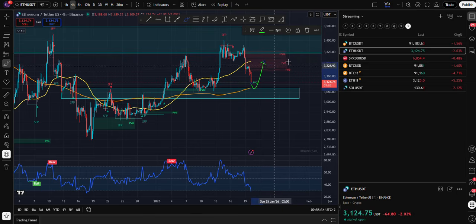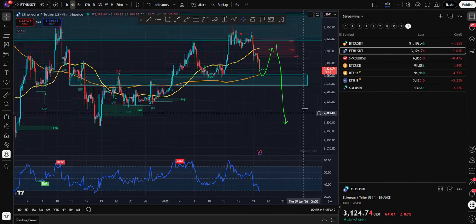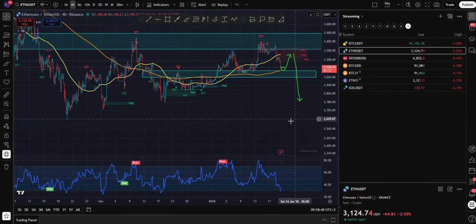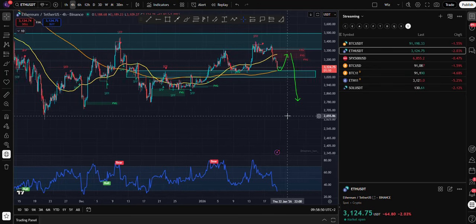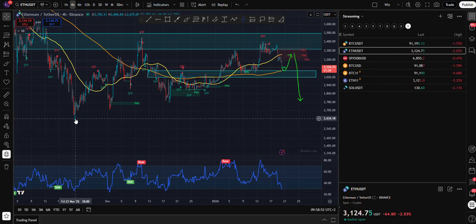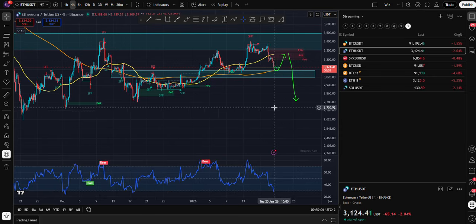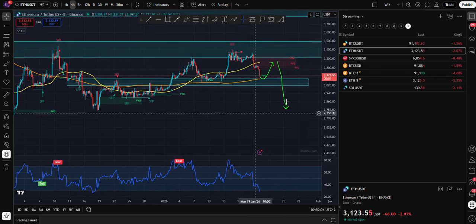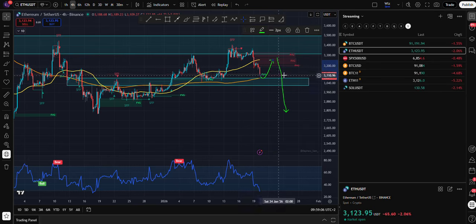Here is the imbalance that we discussed earlier, FVG. And this is where I'm planning to build a swing short position, aiming for much lower prices, much lower. Because if Bitcoin is going back to 80K, then Ethereum is definitely going back to 2.7, 2.8, or even 2.6K. Yeah, so that's all from me today.